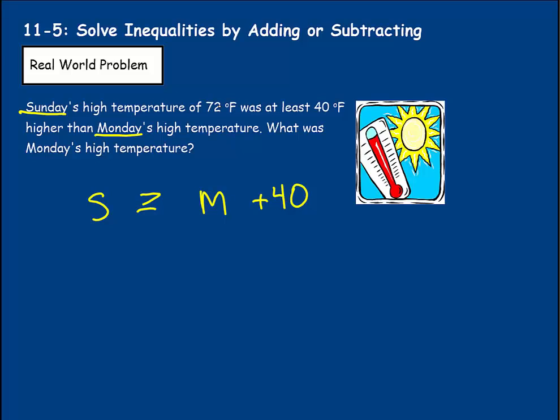We know that Sunday's was 72, so I can replace this S with a 72. So the 72 degrees was greater than or equal to Monday plus 40 because it's at least 40 greater. Well, I could find Monday's by getting rid of this positive 40. If I would subtract 40 from both sides, then I would have 32 over here for the temperature, and that's greater than or equal to Monday just by itself because these crossed off. So I know that Monday was less than or equal to 32 degrees.